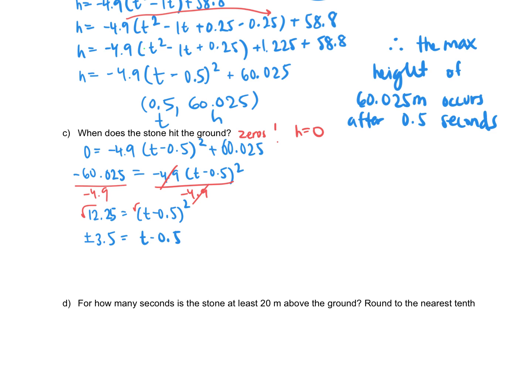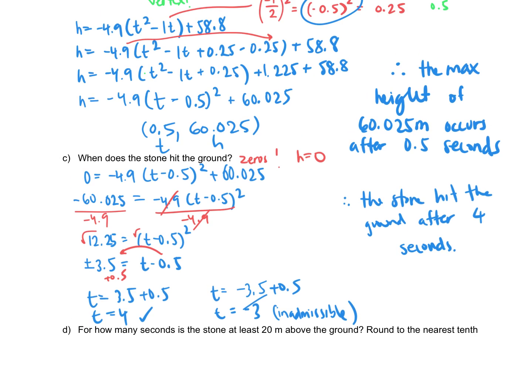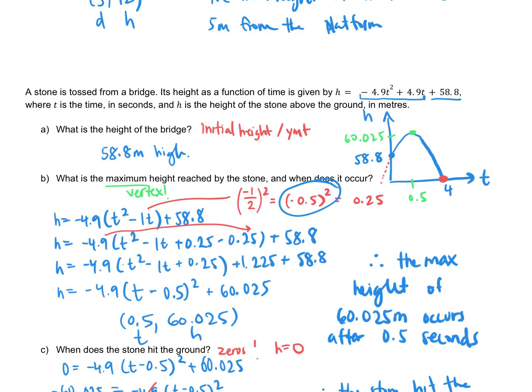And when we bring the negative 0.5 over, it will be with addition. So our options for t are positive 3.5 plus 0.5, which is 4, that's logical, and the other, negative 3.5 plus 0.5, which is negative 3, which is not logical. So that is inadmissible. It doesn't make sense to have that negative time. So therefore, the stone hit the ground after 4 seconds. And now I can take this, I'm just going to go and label it on my graph.